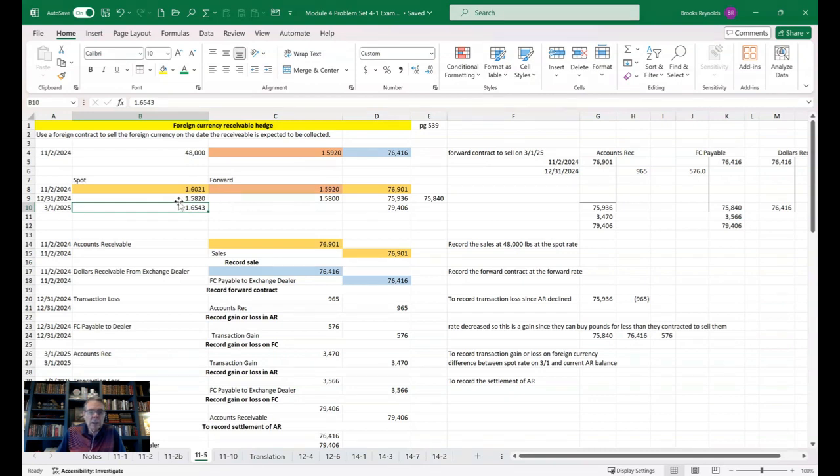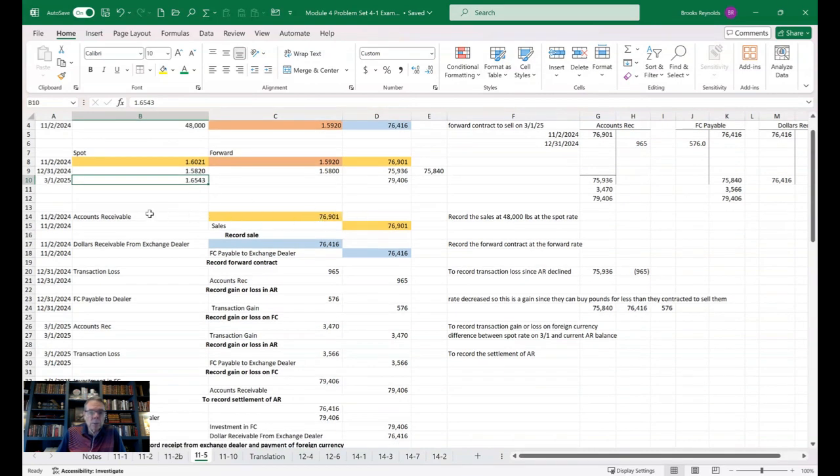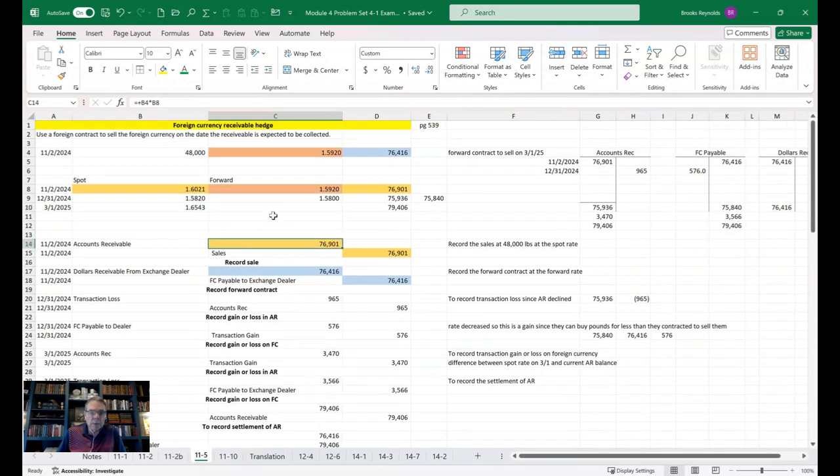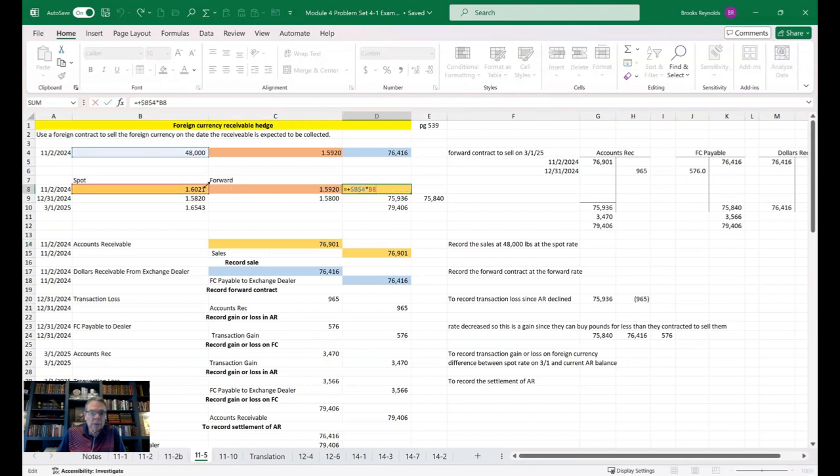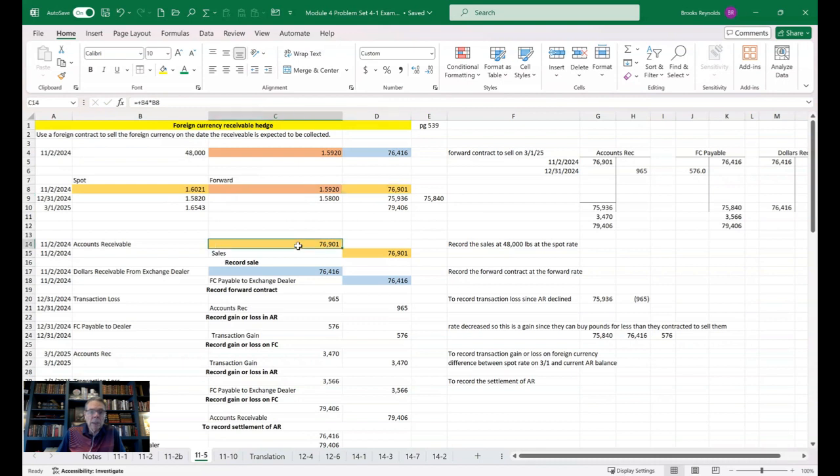All right, so we sell a product and we're going to sell it for 48,000 pounds. And so 48,000 pounds, we convert that to $76,901, which of course is the spot rate on the day that we make the sale times the pounds. And so that's not going to change. Our sales amount's always going to be $76,901. But our accounts receivable, again, that's going to be due in pounds.